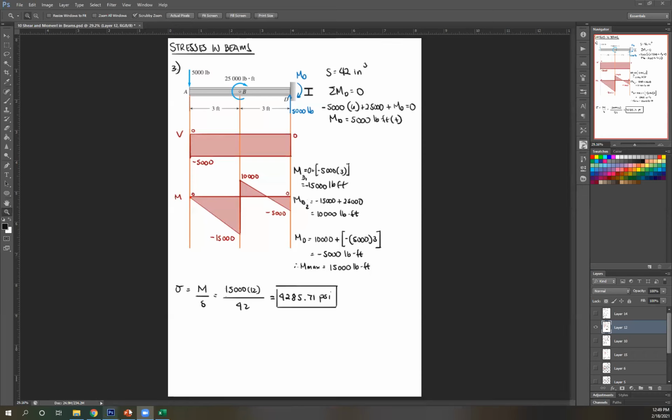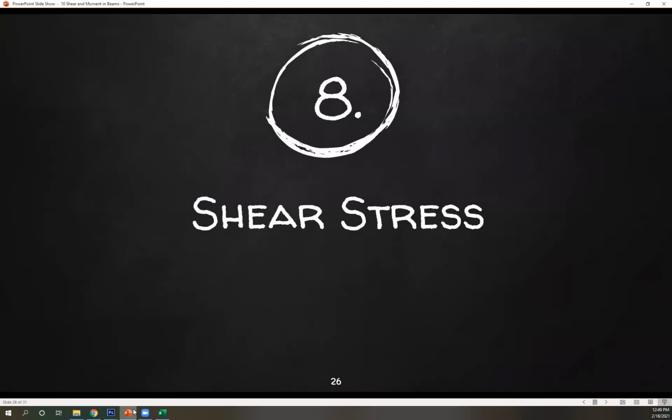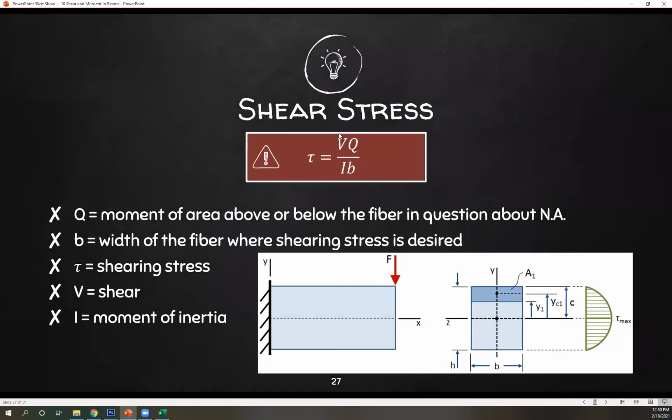All right, good. And now moving on to the last topic for this term, shear stress. Again, there are two types of stress, flexural and shear. We talked about flexural. Now let's move on to shear. You just have this equation, shear stress equals VQ over IB. So we'll be using that.